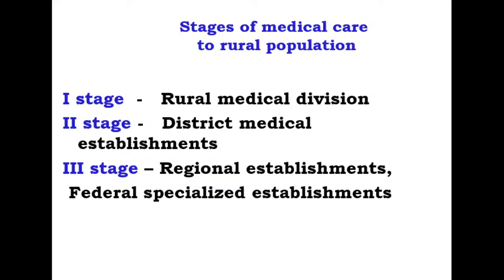I think medical help for the rural population is organized stage by stage. In our day, maybe we divide it into three stages and three types of medical establishment which organize medical help for the rural area. But in our day, maybe we are talking about two stages: the rural medical division and district medical establishment, now this is the first stage, sometimes in some regions. And the next stage is the regional establishment and federal specialized establishment. Now we describe each medical establishment comparatively with how specialized medical help is organized for the town population.